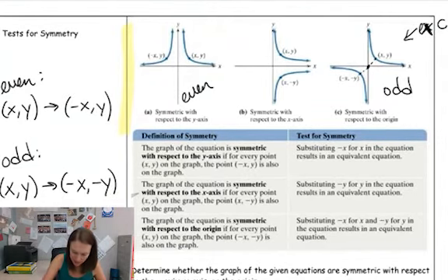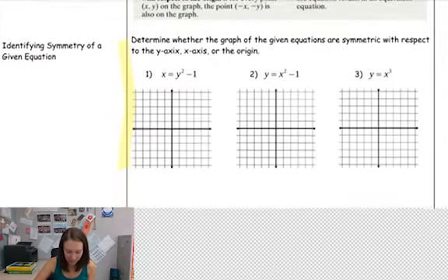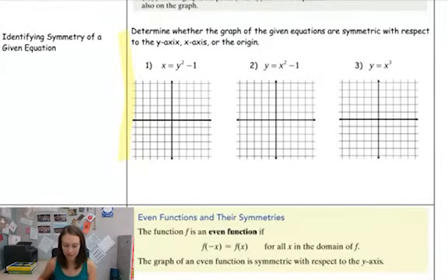Now this one is symmetric to the x-axis. It's not labeled as even or odd, so we are not going to write anything there, but it's still symmetry. It's just not even or odd. So down here, we can determine if a graph is symmetric to the x-axis, y-axis, or the origin by graphing.